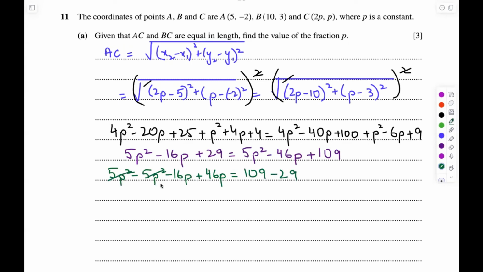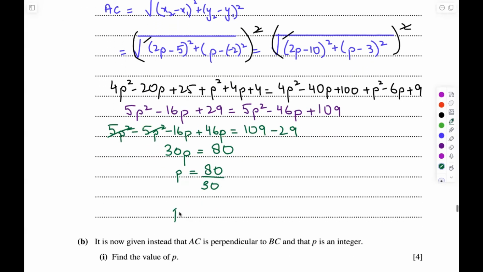5p squared and 5p squared will cancel. Minus 16 plus 46 is 30p. And 109 minus 29 will become 80. So p will be equal to 80 upon 30. And we can simplify 80 upon 30, and we can finally write the answer as 8 upon 3.